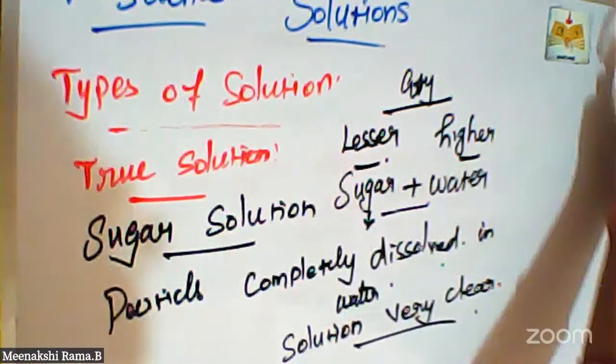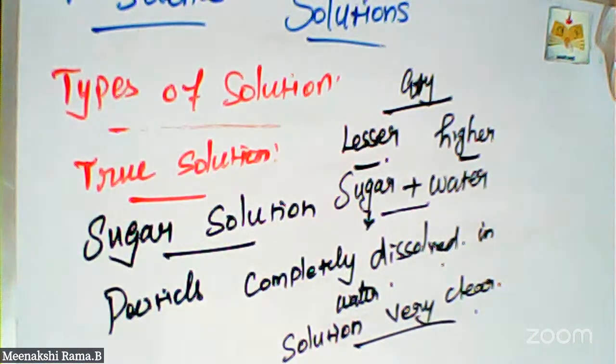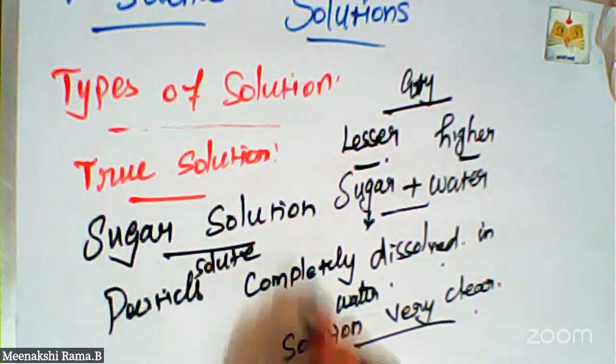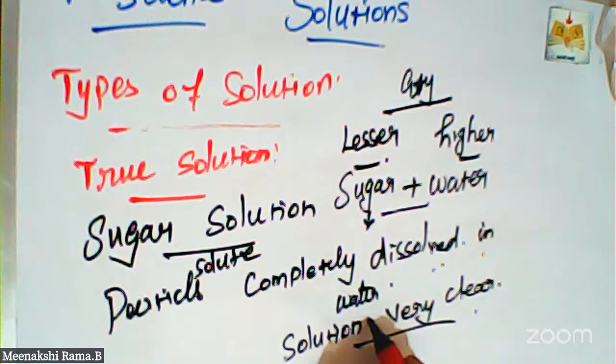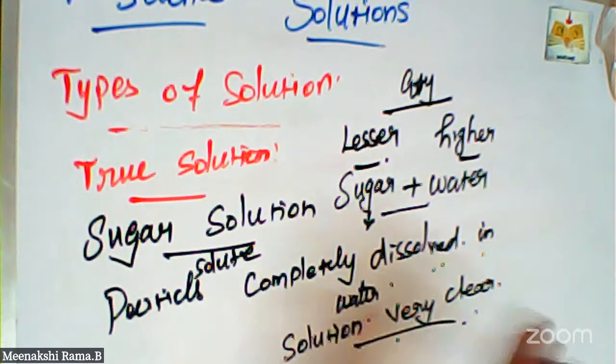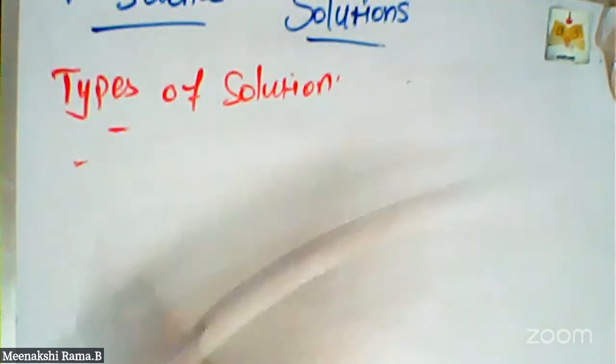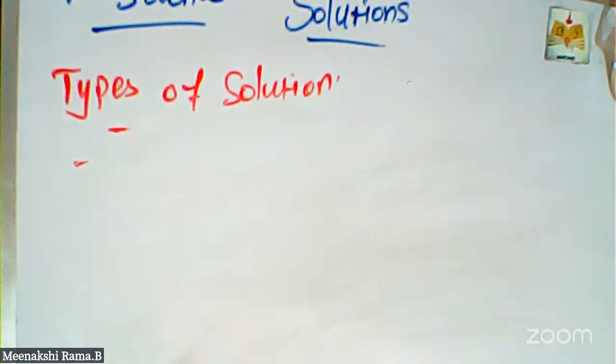Okay. And next one, colloidal solution. Is there any doubt in a true solution? True solution means the solution particle, that is the solute, is completely dissolved in water. And then the solution is also very clear. A very clear solution is called a true solution. And next one is colloidal solution. What is a colloidal solution?